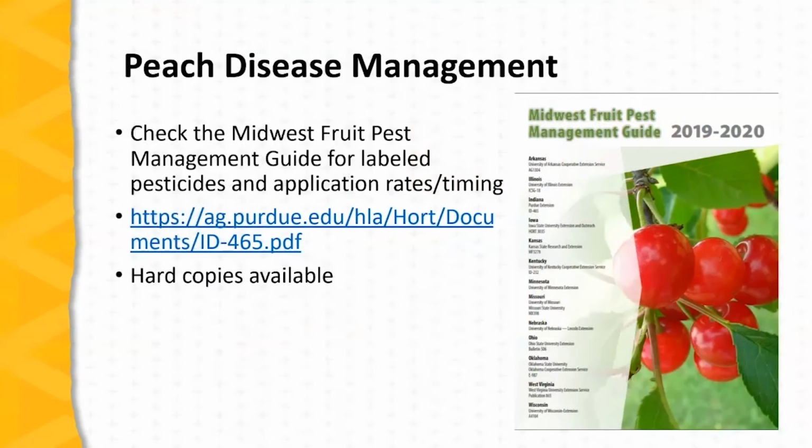A wealth of information on peach disease management is found in the Midwest Fruit Pest Management Guide. This guide is now updated in hard copy every 2 years and will have a new edition available in 2021. This publication includes information on the fungicides and bactericides that are labeled for managing peach diseases, and particularly information on the application rates and the proper timing of pesticide sprays.